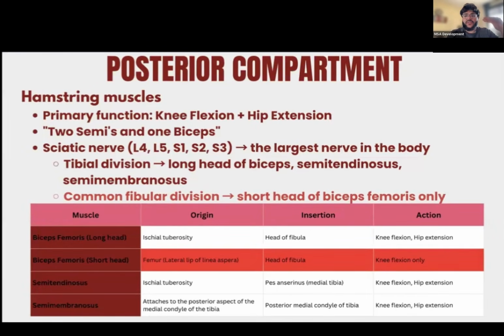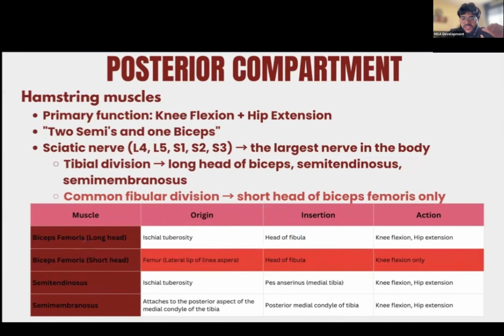We talked about how the sciatic nerve passes underneath the piriformis. The same nerve is responsible for the nervous supply for the posterior compartment of your thigh. We can remember the muscles of the thigh by two semis and one biceps. Think of it as two semis and one biceps. So you have two semi muscles.